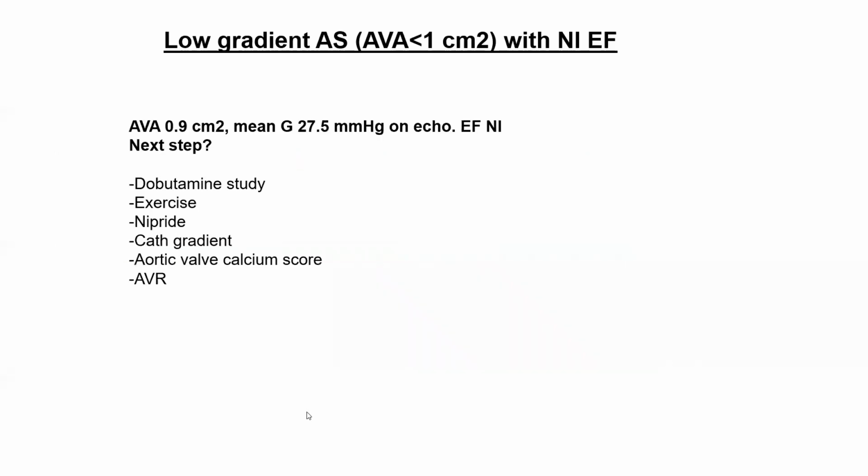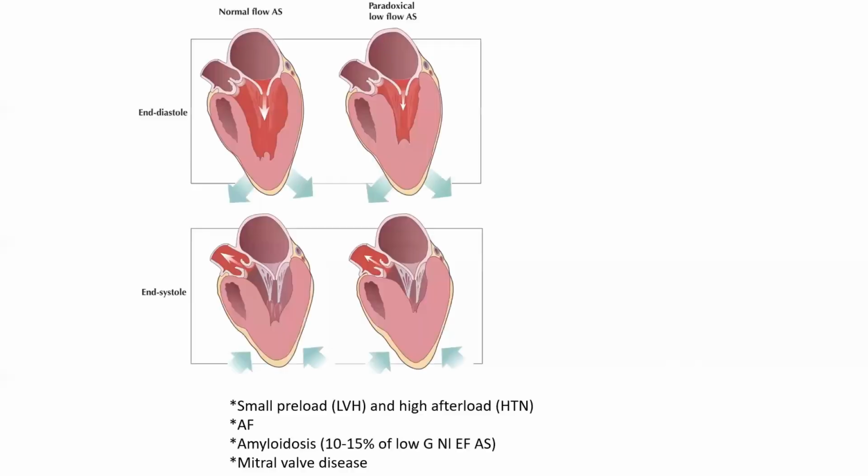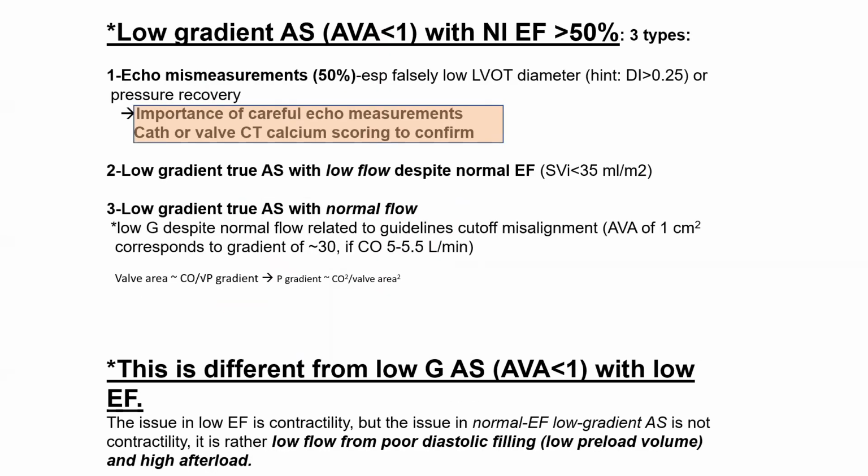There are cases, I didn't explain it, but by dobutamine echo in low EF, the goal is to achieve a mean gradient over 40 and an aortic valve area that remains less than 1. That's the goal. Now, you will have cases that are in a gray zone.